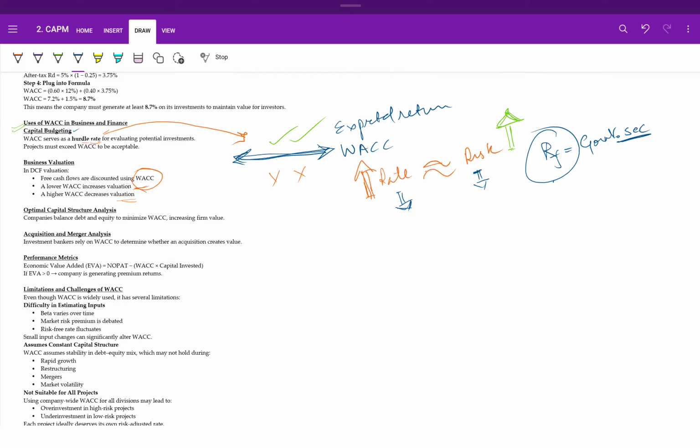Another use of weighted average cost of capital is optimal capital structure analysis. Companies need to balance debt and equity to minimize the weighted average cost of capital, which increases the firm's value. So what should be the portion of debt and the portion of equity in a capital structure so that you can increase the firm's value?